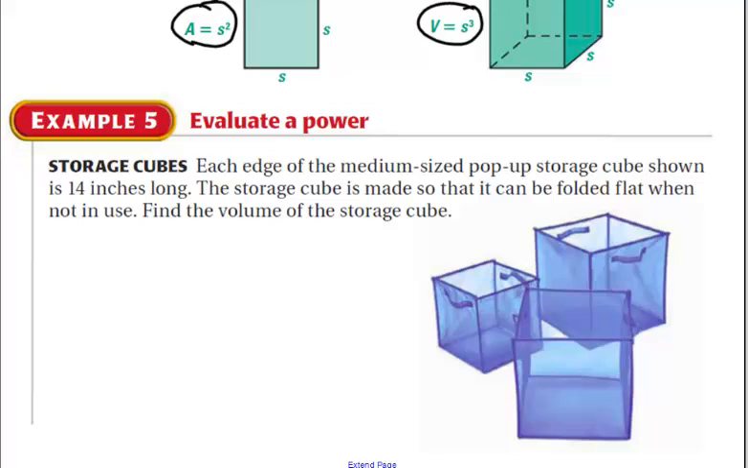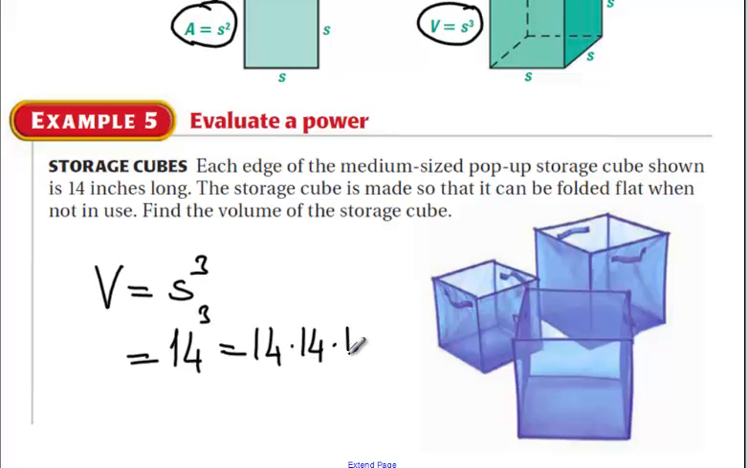Since it is a cube, the volume of the cube is s cubed. So what's the side of the pop-up storage cube? 14. So we have to find the cube of 14. So 14 times 14. We have to use a calculator again, or you can multiply with paper and pencil, which is going to take long. Then the answer is 2,744 cubic inches. So we're done.